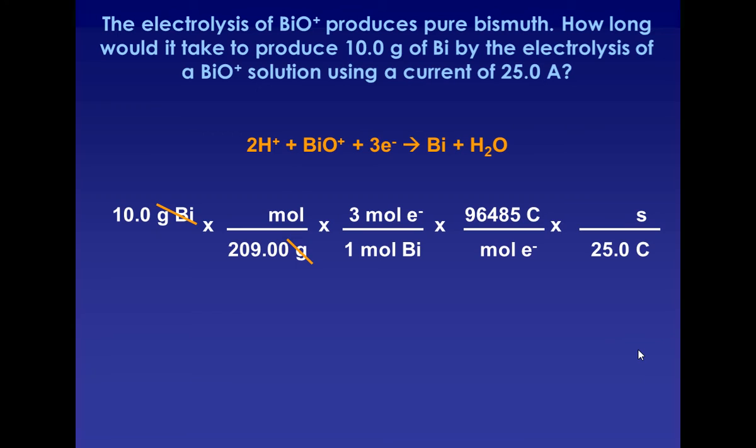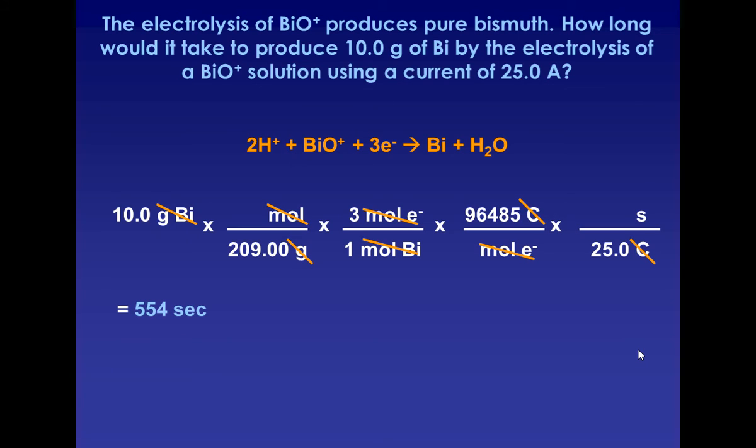My gram units are going to cancel, my moles are going to cancel, my moles of electrons are going to cancel, and my coulombs are going to cancel. The Coulomb constant will not affect your sig figs. The moles of electrons are an exact value. So if we look at our sig figs, we have 3 in the bismuth, 5 in the molar mass, and 3 in our current. So we want 3 sig figs in our answer for time. And it would take 554 seconds if we solve this mathematically to generate 10 grams of bismuth via an electrolysis of this solution with a current of 25 amperes.